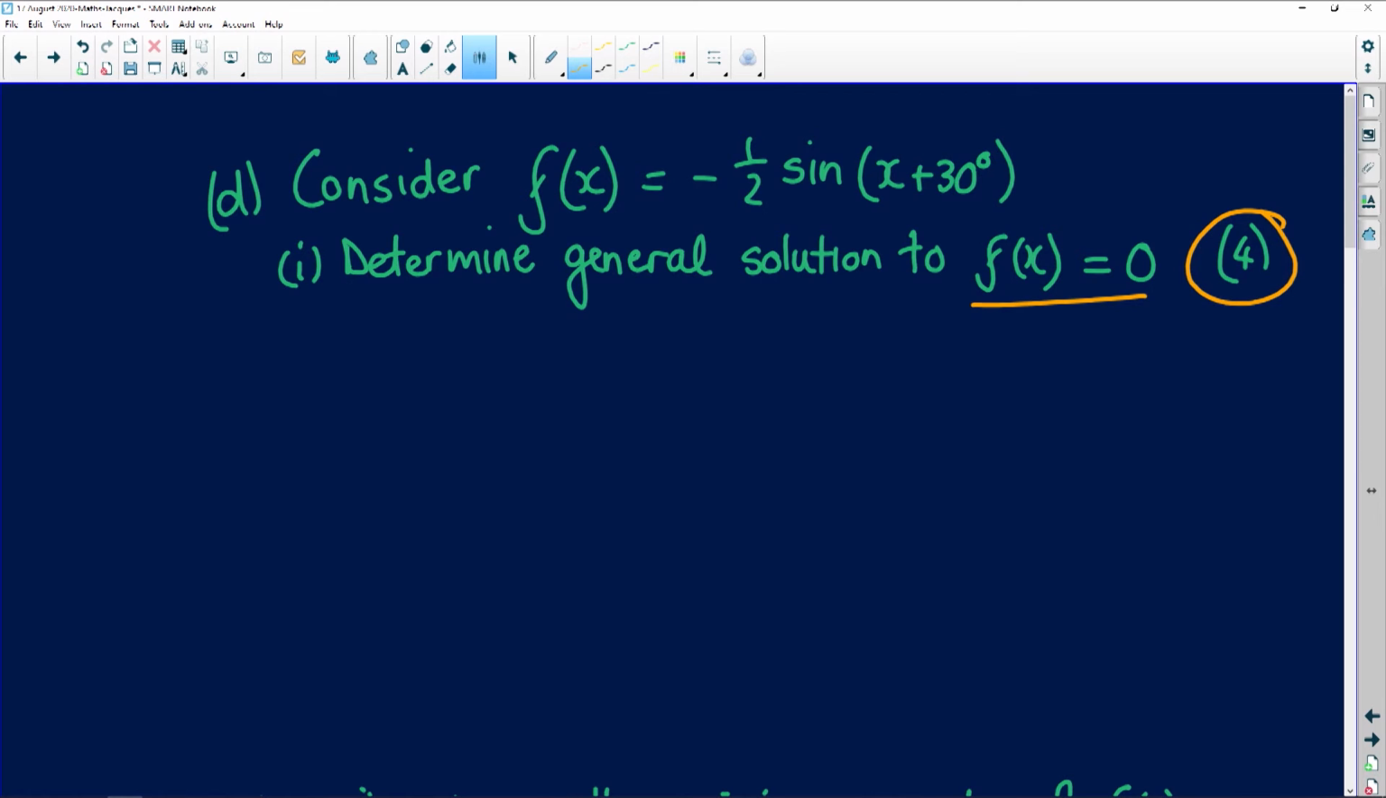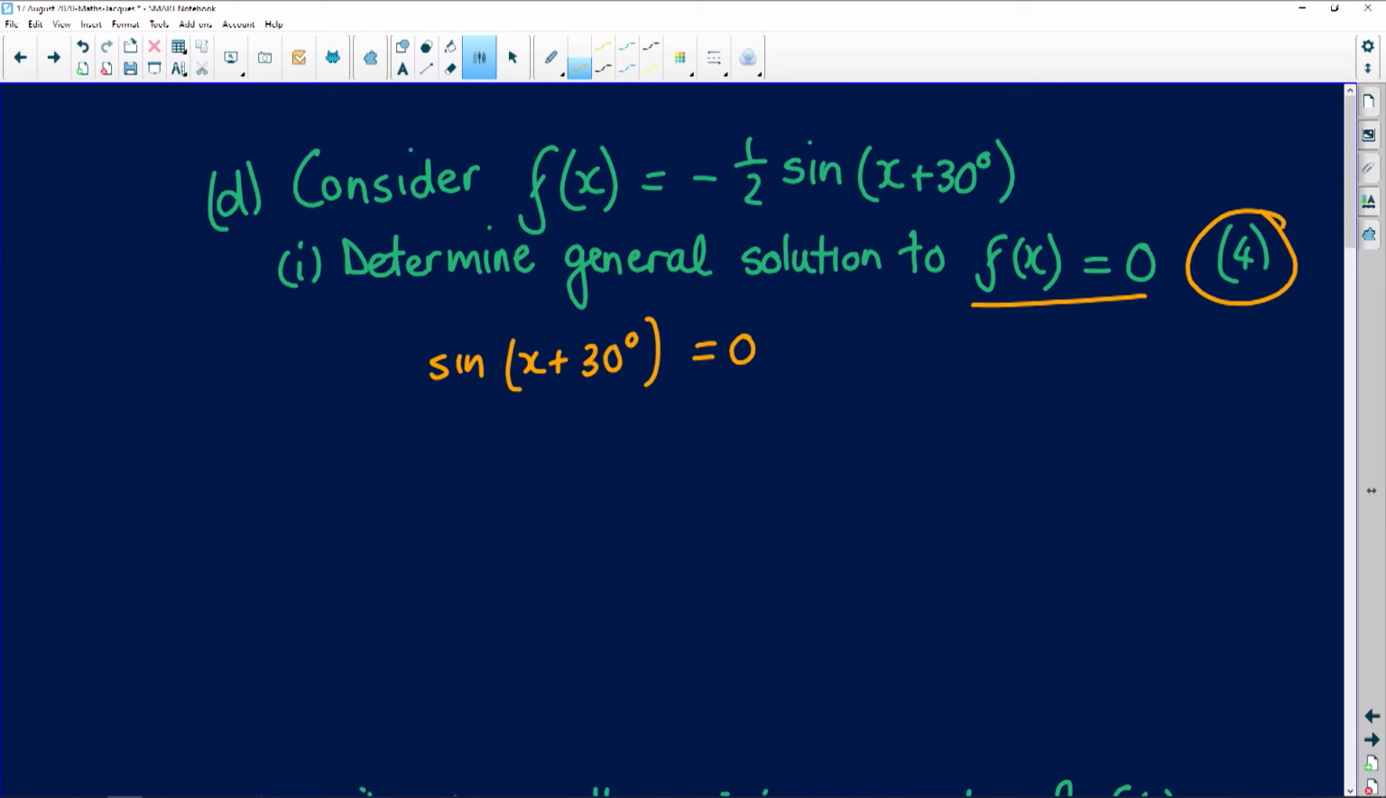Let's see. For f of x to be equal to naught, it's minus a half the sine of x plus 30 degrees, which is naught. Now, folks, this minus a half just divides away to the other side. So we didn't even need to put it in there. We are just looking at this being 0.